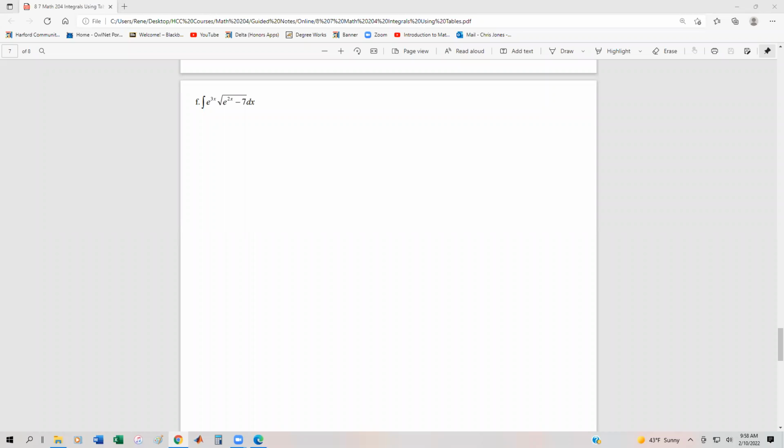In this example, we're going to take a look at these two examples, excuse me, the last two, we're going to take a look at ones that have to be algebraically manipulated first before using the tables. We saw this at the very, very beginning of this video series with respect to tables.